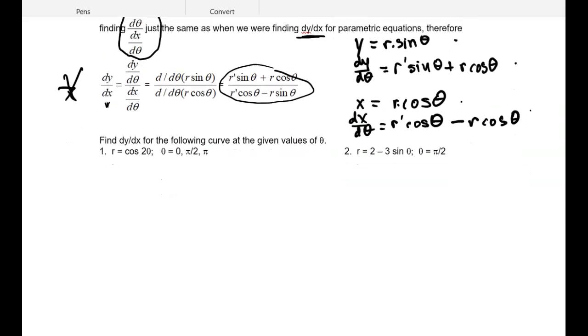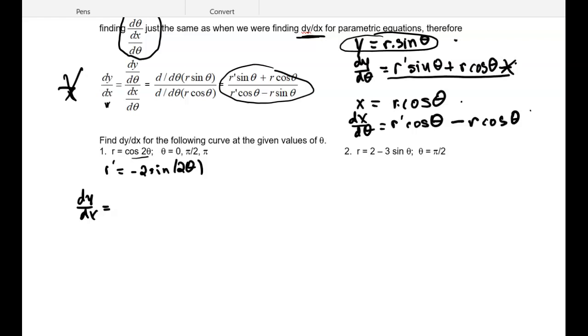So if we look at this here, what we're going to need for our formula is r primes and r's. We have r, that's your original equation here, but we would also need some r primes. So we're going to take the derivative of this, r prime, and we would get a negative sine of 2 theta and then times 2. So that's r prime. If we then go to our derivative, dy/dx should equal the derivative of r sine of theta. The derivative of r sine of theta is right here, so we're just rewriting it now in the numerator. So we would have r prime sine of theta plus r cosine of theta.